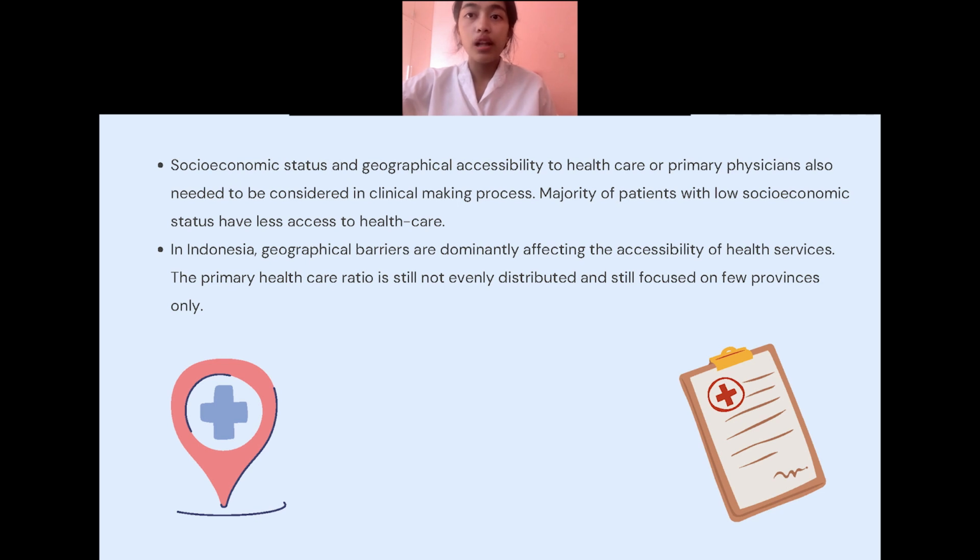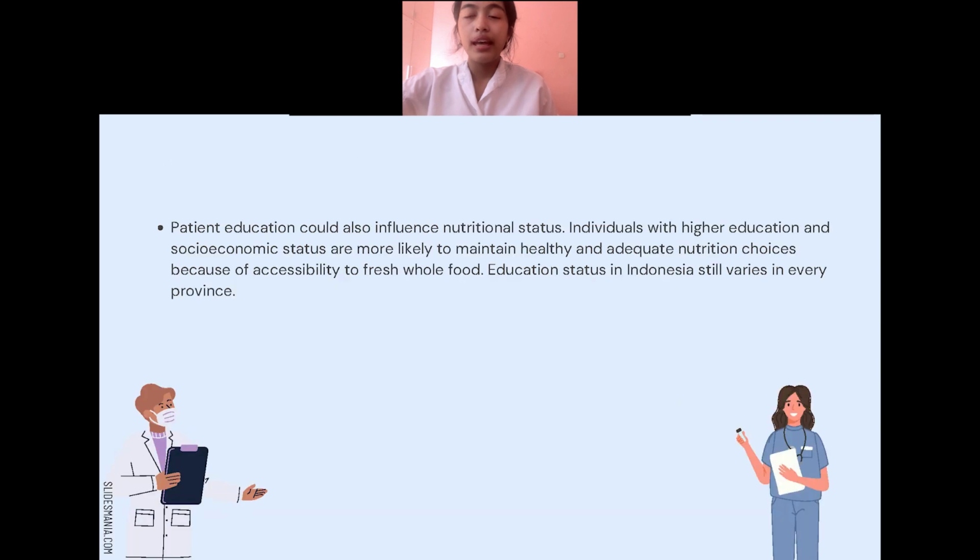Geographical accessibility to healthcare or a primary physician also needs to be considered. In Indonesia, geographical barriers are dominantly affecting the accessibility of health services. The primary healthcare ratio is still not evenly distributed and still focused on a few provinces only. In this study, the research did not clarify specifically where the study was conducted and did not assess the socioeconomic status of the subjects. Patient education could also influence nutritional status.